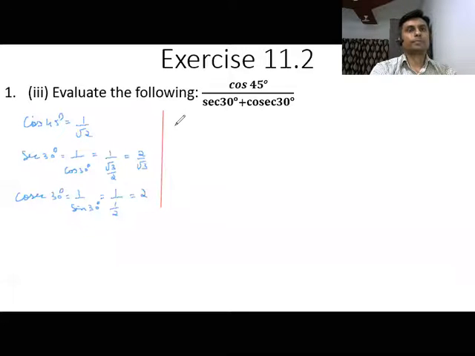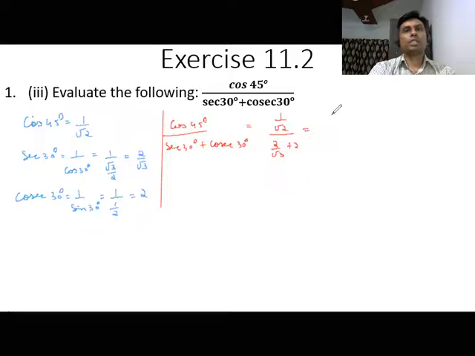Now we will substitute cos 45 degrees divided by secant 30 degrees plus cosecant 30 degrees. What is that? Cos 45, 1 by root 2 divided by 2 by root 3 plus 2. This is 1 by root 2 divided by 2 plus 2 root 3. I'm taking LCM here. 2 plus 2 root 3 divided by 3. Now root 3 will go on top. If root 3 goes on top, I'm left out with root 3 divided by root 2.